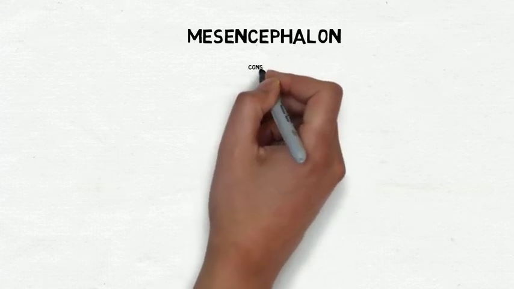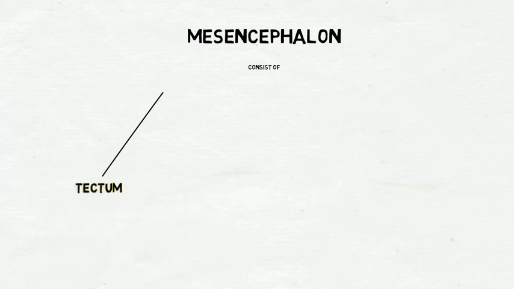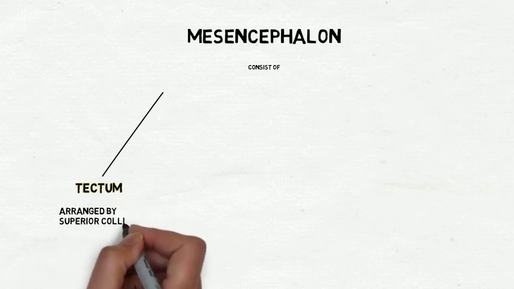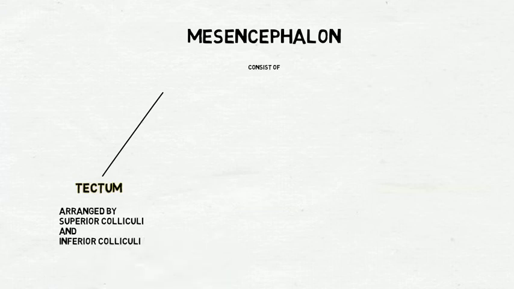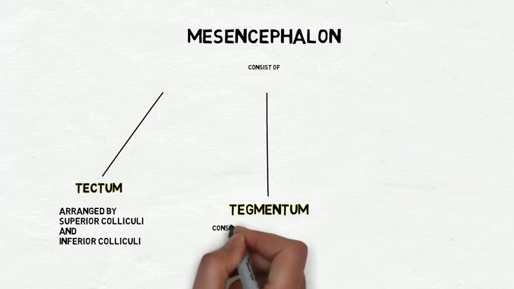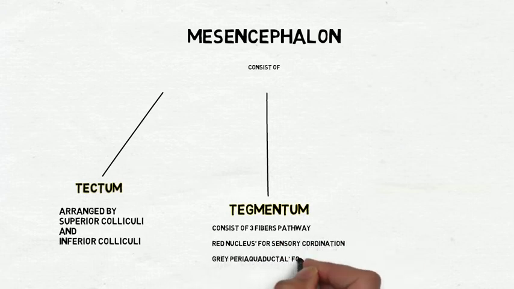Now we are talking about the mesencephalon. The mesencephalon consists of three parts. First is the tectum, which is surrounded by the superior colliculi and inferior colliculi. And the second is the tegmentum, which consists of three structures by the way: the red nucleus, gray periaqueductal area, and substantia nigra.